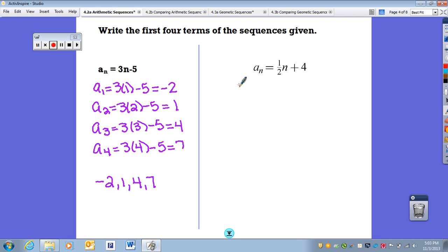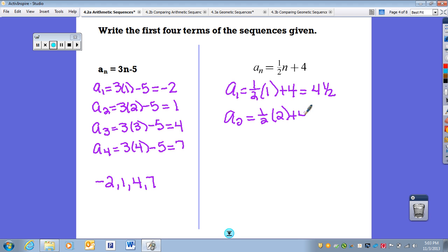In this particular example, I want to find my first term, so I'm going to take 1/2 times 1 to give me my first term, plus 4. 1/2 times 1 is 1/2, plus 4 would give me 4.5. To do the second term in the sequence, I'm going to multiply 1/2 times 2 because the 2 represents the second term in the sequence, and then I'm going to add 4. Half of 2 is 1, and 1 plus 4 is 5. That's the second term in my sequence.